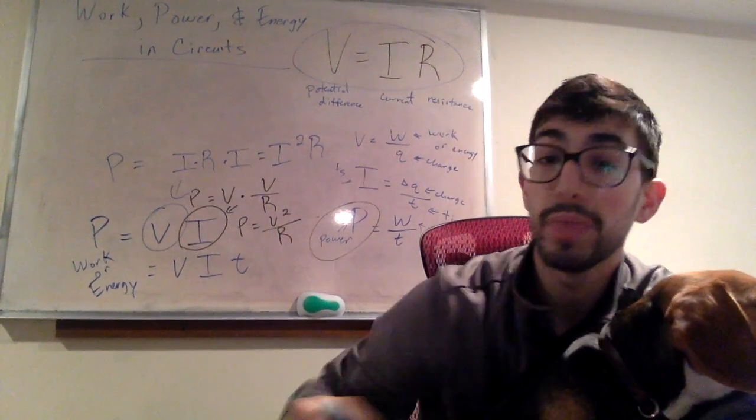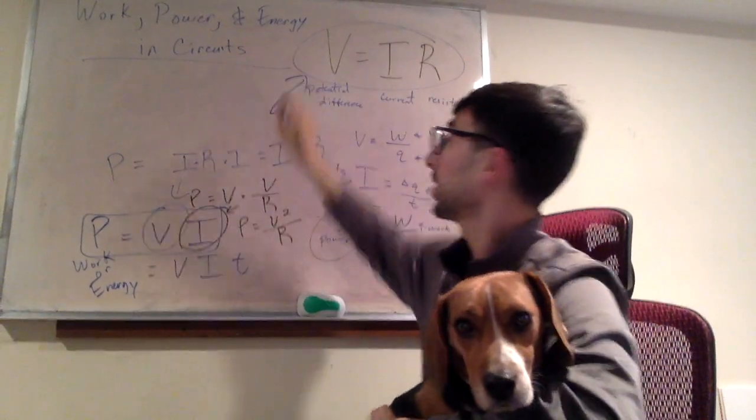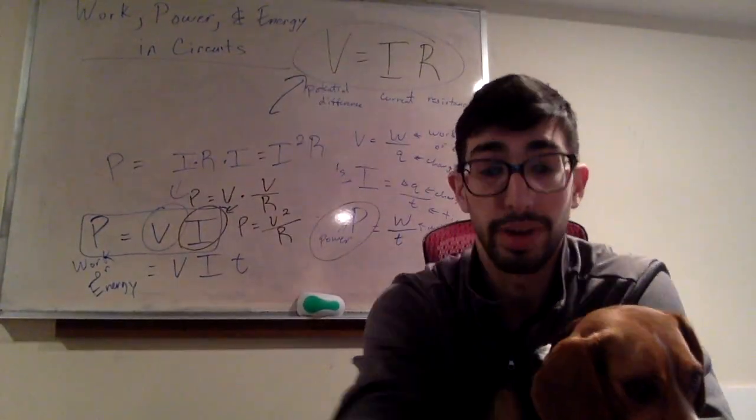But now we have 2 big picture equations we want to remember. P equals VI, V equals IR, and all of this, of course, is on your reference table.